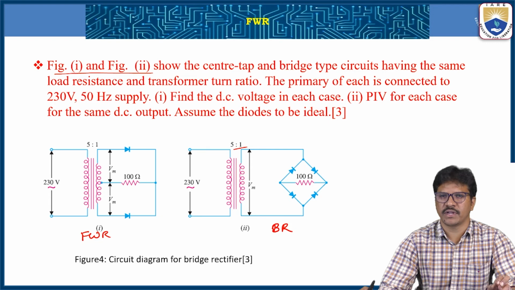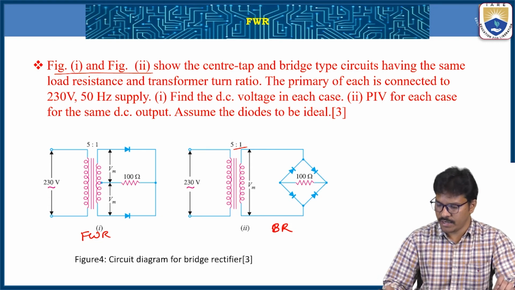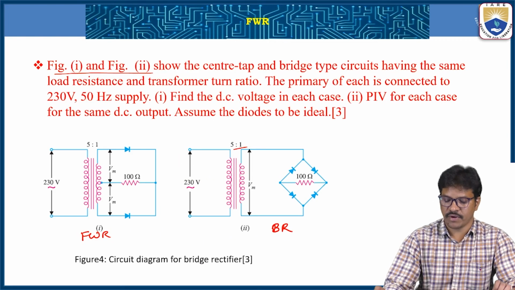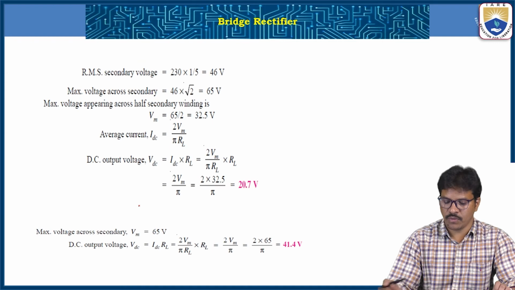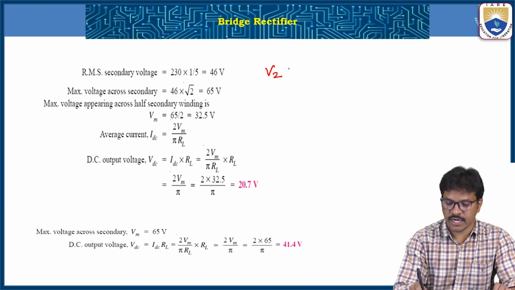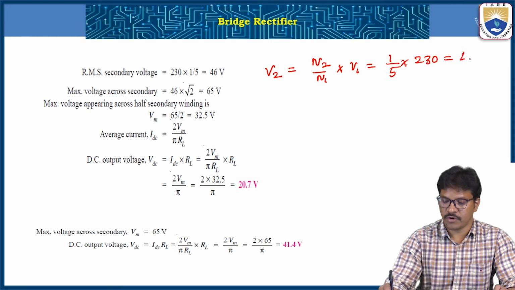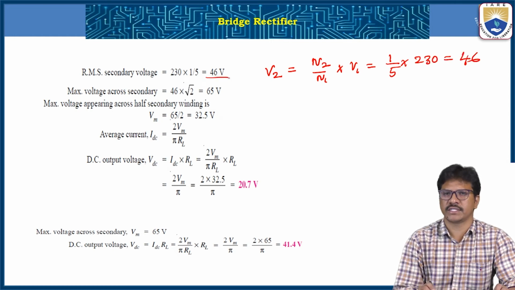Peak inverse voltage for each case for the same DC output. Assume the diodes to be ideal. Let us see. In this case, we already know how to find the V2 output voltage. Secondary coil voltage is equal to N2 by N1 into V1, which is equal to 1 by 5 into V1, and V1 is 230 volts. You will get 46.